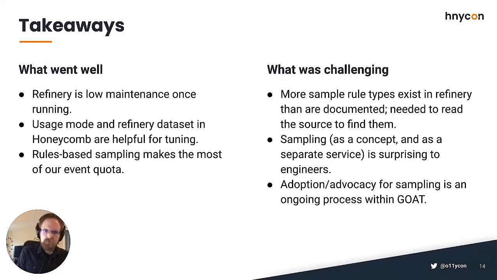Some things that were challenging: there are more sample rule types in Refinery than are documented, which feels like a bad thing to complain about. Why complain about more features? But we did have to read the source code to find these, and I might not have thought to look for them if I hadn't used legacy Refinery previously and known that some of these were exposed in the UI.